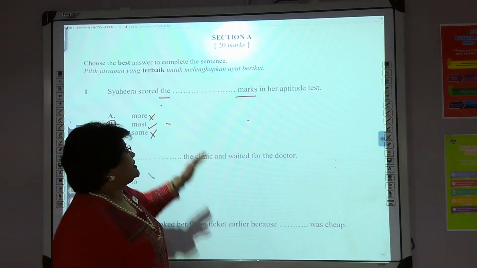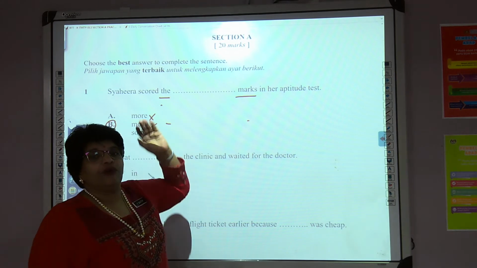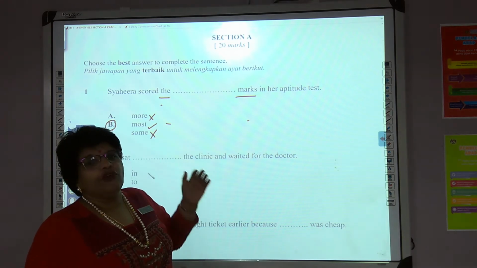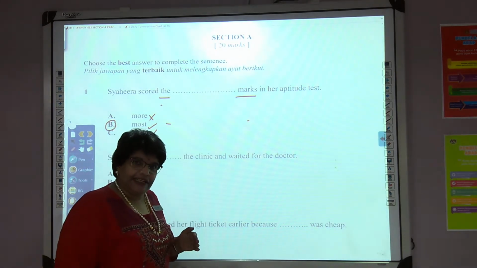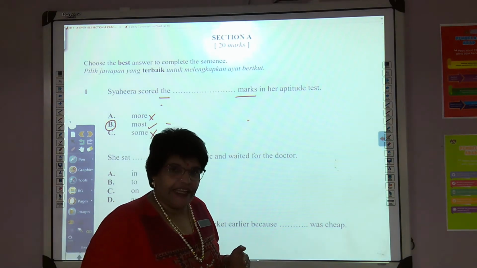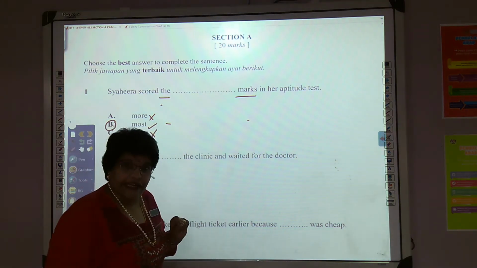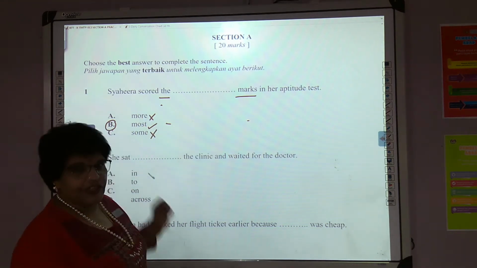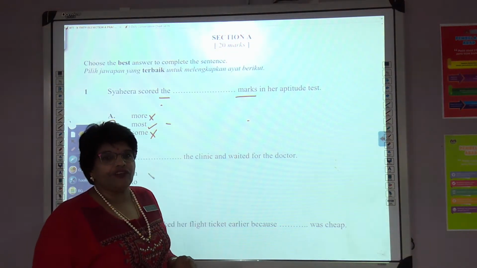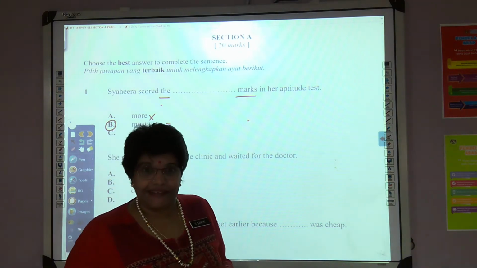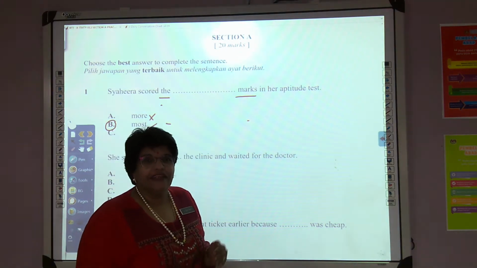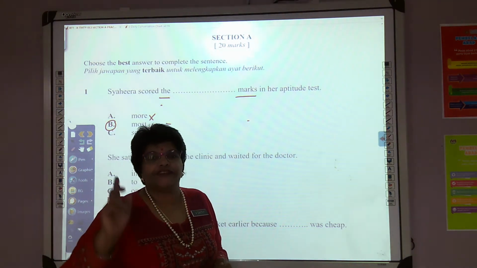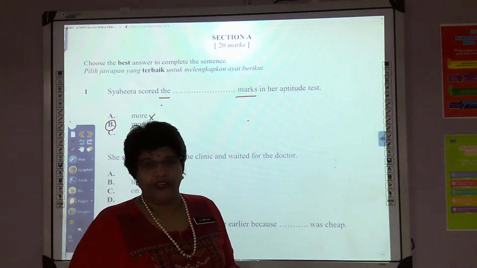Understand? So this is a procedure. You have to underline the keywords. You have to read the question again with all the probable answers. You cross out the wrong answers. You tick the final correct one. Then you circle. This is called the elimination method. When you do this method, you can avoid careless mistakes and you can save your marks.